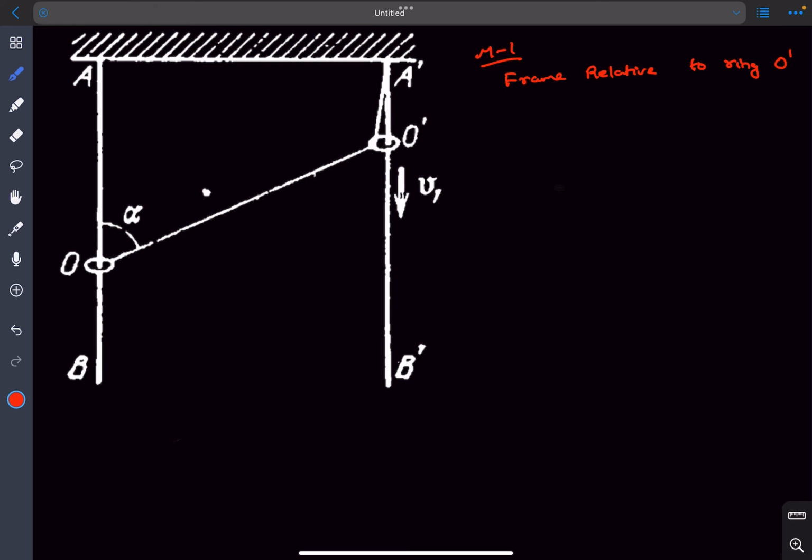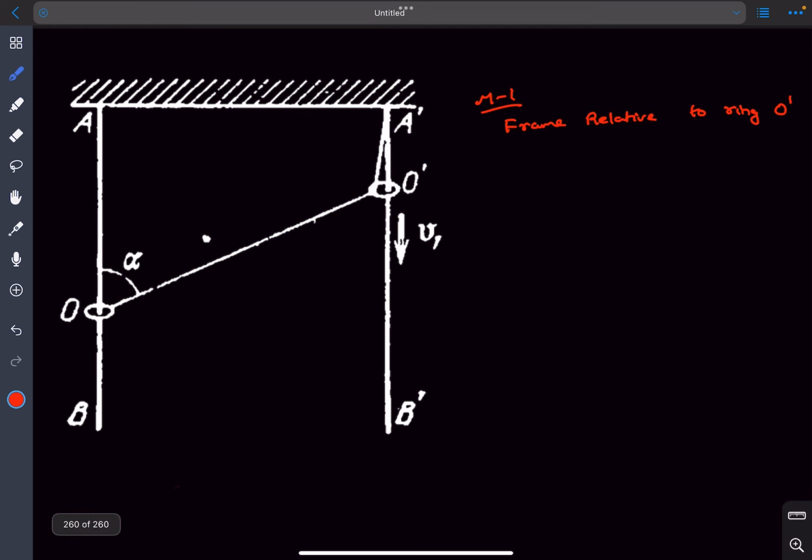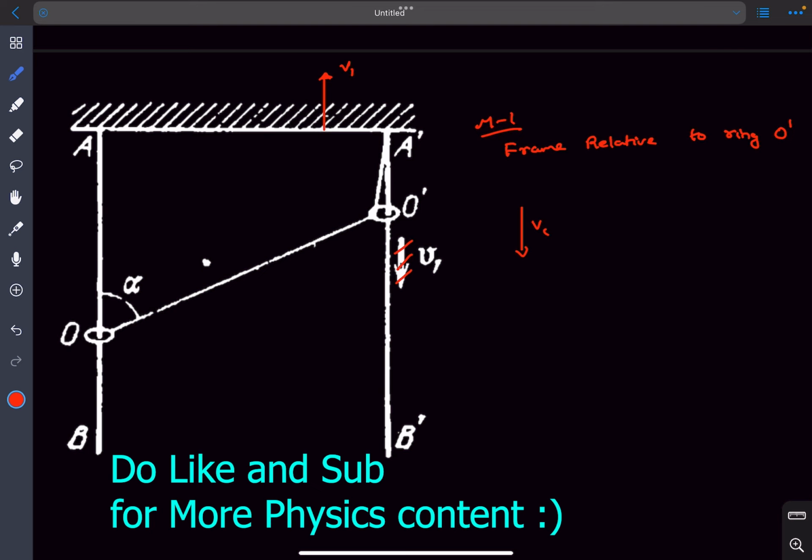And the first method of solving this problem would be taking the ring O dash, taking this particular ring as our frame of reference. Now, if we consider a frame of reference that is moving downward with a velocity of V1, then with respect to that frame, we'd observe two things. First of all, this particular ring over here will come to rest. It won't really be moving downwards now. This ring would be at rest. And secondly, the roof over here would appear as if it was moving upwards with a velocity of V1.